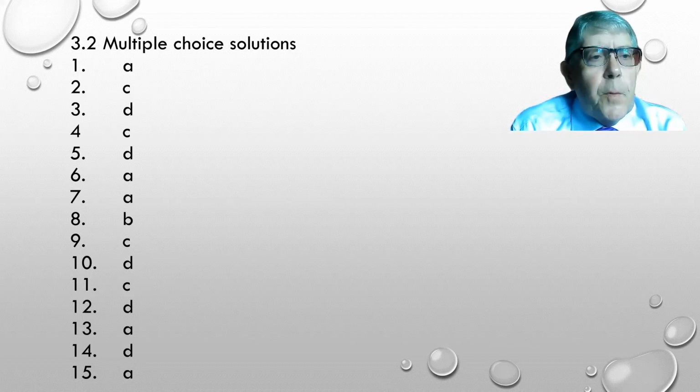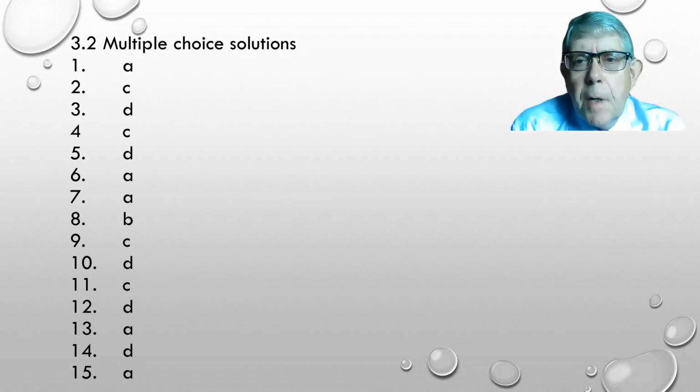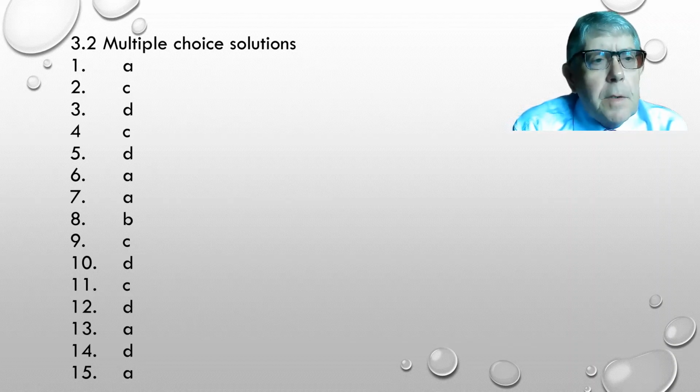So this is the 3.2 multiple choice solutions. Just mark your work as I go through them. So 1 is A, 2 is C, 3 is D, 4 is C, 5 is D, 6 is A, 7 is A, 8 is B, 9 is C, 10 is D, 11 is C, 12 is D, 13 is A, 14 is D, 15 is A.